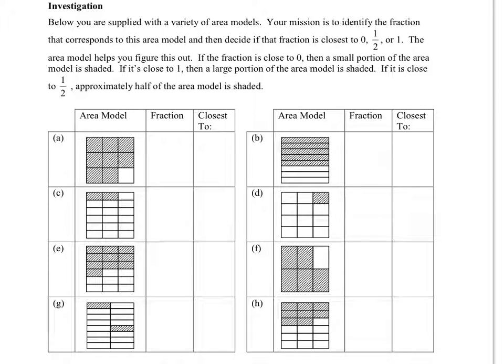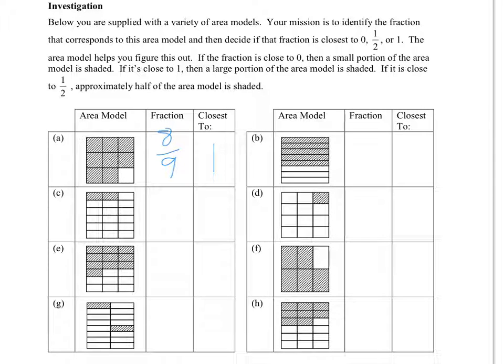Okay, so let's look at the first one. If we look at this one, we have 1, 2, 3 by 1, 2, 3. So 3 times 3 gives us 9. So we know the fraction's out of 9. And then if we count the shaded areas, we have 1, 2, 3, 4, 5, 6, 7, 8. So our fraction is 8/9. Okay, and if we look at this area, it's shaded in almost completely. So that would be closest to 1.